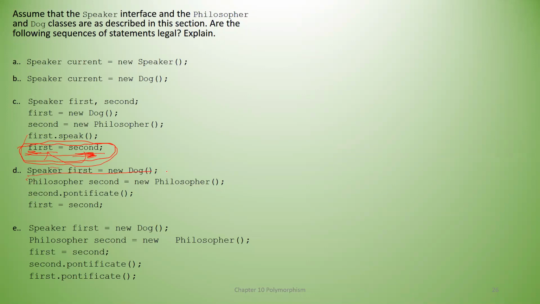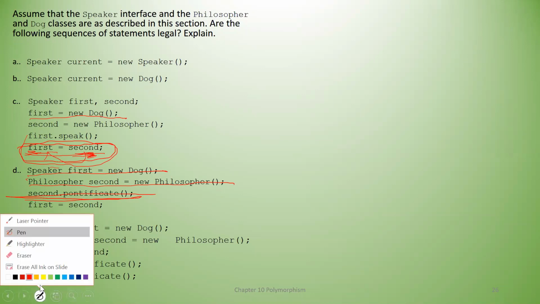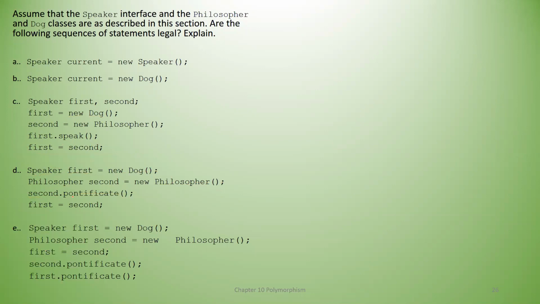Is this one okay? Yes, we already established that. Is this one okay? Yes, definitely. Is this one okay, everybody? The third statement. Yes. Why? The pontificate method is in philosopher. Yes, the pontificate method is in philosopher, and second is a philosopher reference variable, so it compiles.